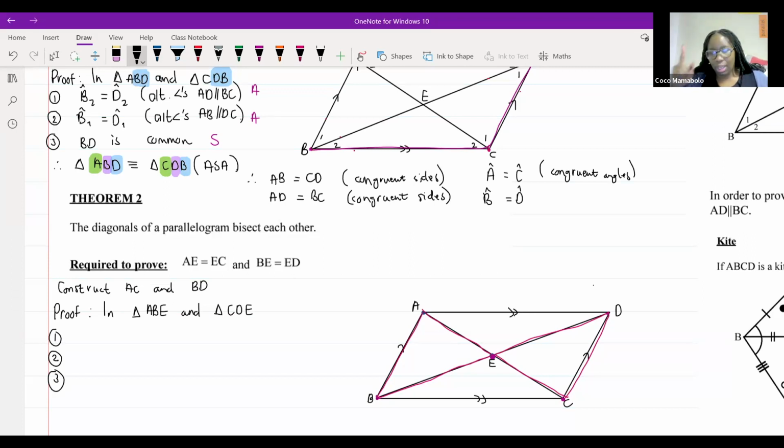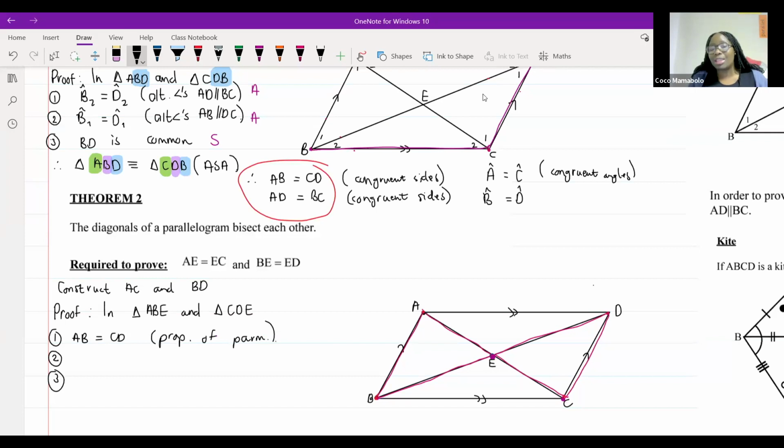Now, remember, guys, in theorem 1, what did we prove about a parallelogram? We said that AB is equal to CD. Good. We've proved it up here. We've already proved that the big sides are equal to each other. So we can start by saying AB is equal to CD. It's a property of a parallelogram.